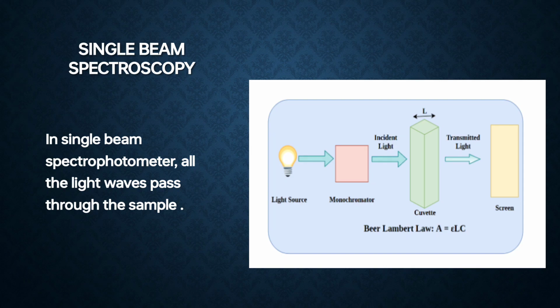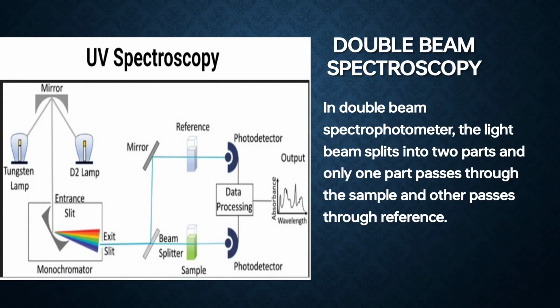And in spectroscopy, there are 2 types of beam. First one is single beam spectroscopy. Here in the single beam, the light will pass through the sample. Inside the cuvette the sample is present, so the light source will pass through that sample. And in double beam, the light will split into 2 parts. One part will pass through the reference and the other will pass through the sample.